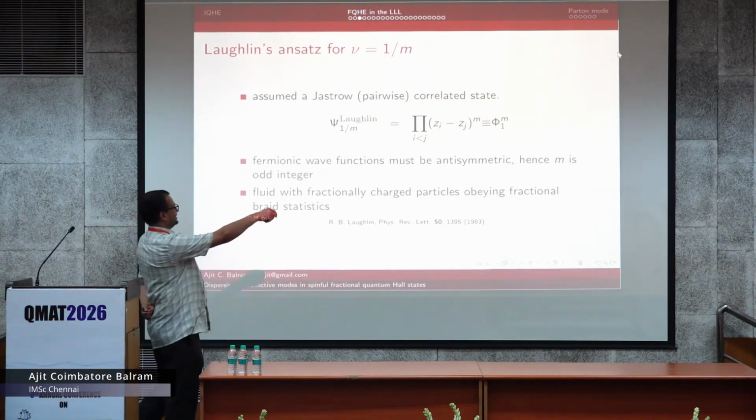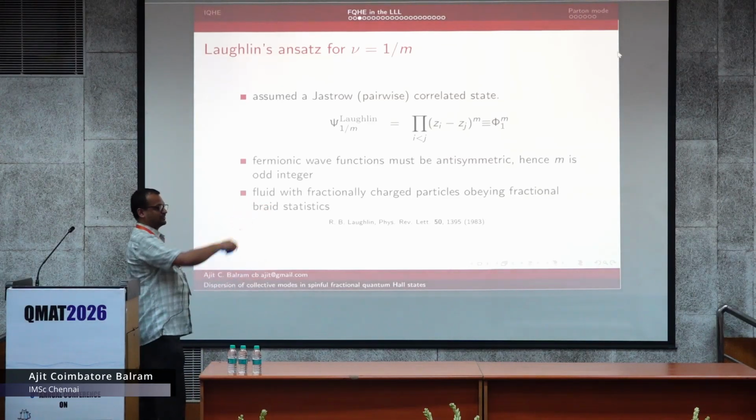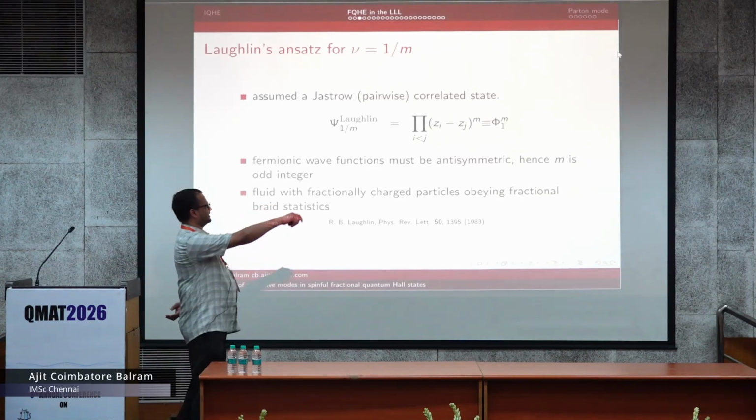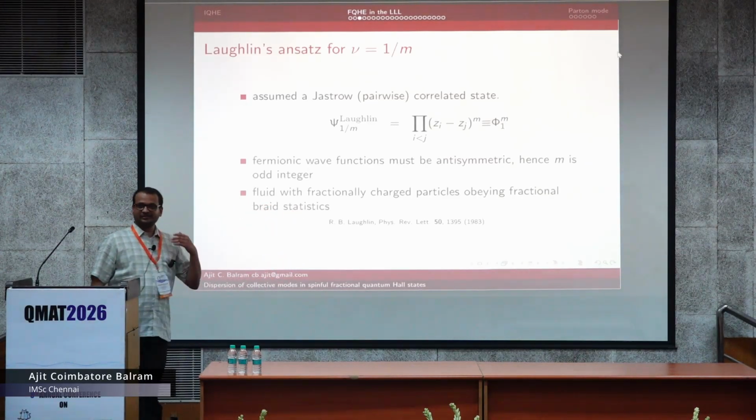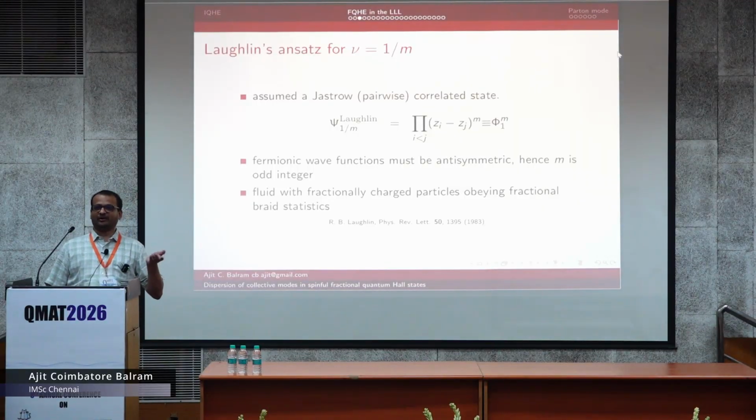And it turns out that this product over i<j of (z_i − z_j) is also the wave function of one filled Landau level. So I'll also write this as φ_1. And because we have fermions in the problem, m has to be an odd integer.